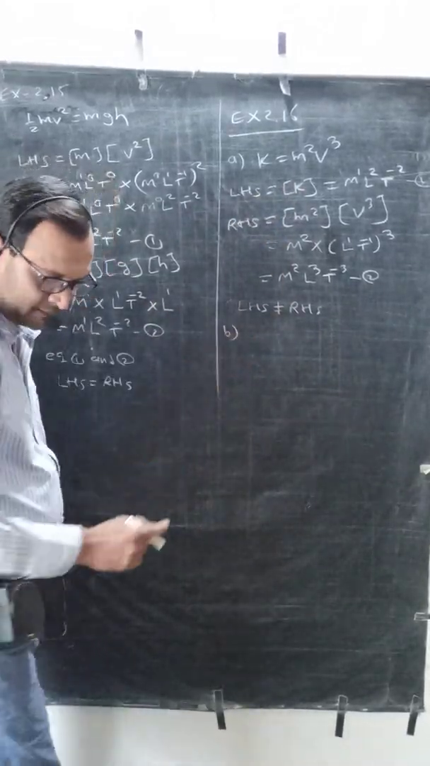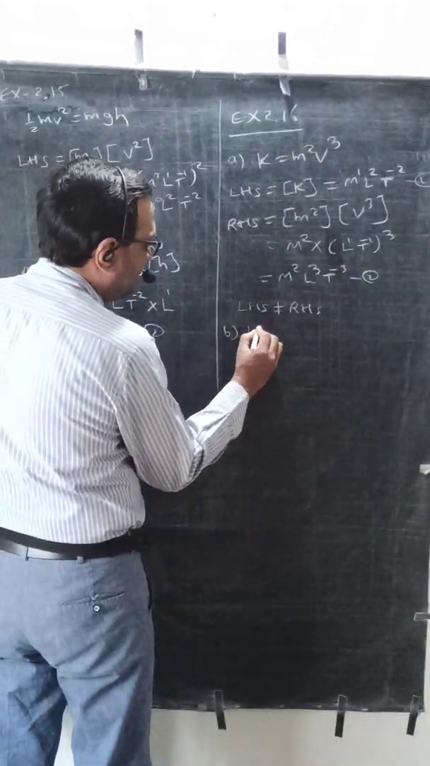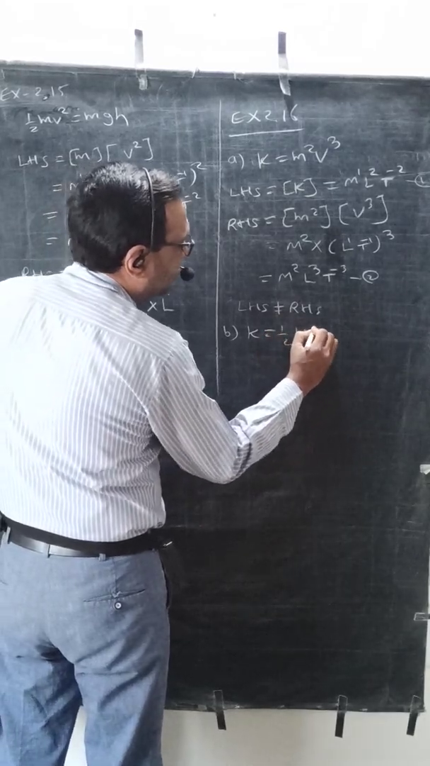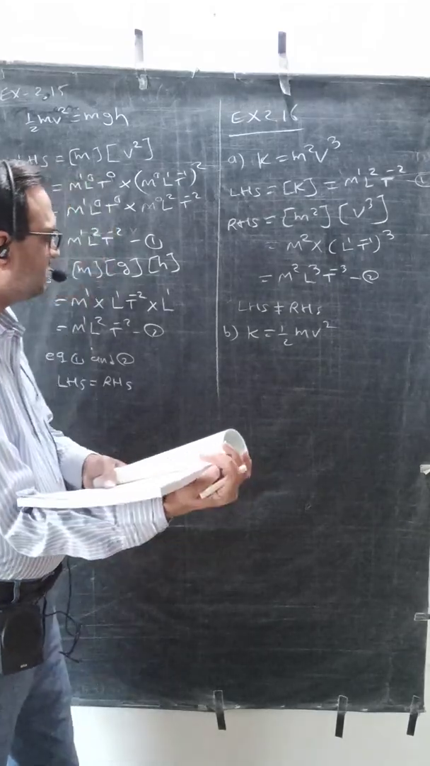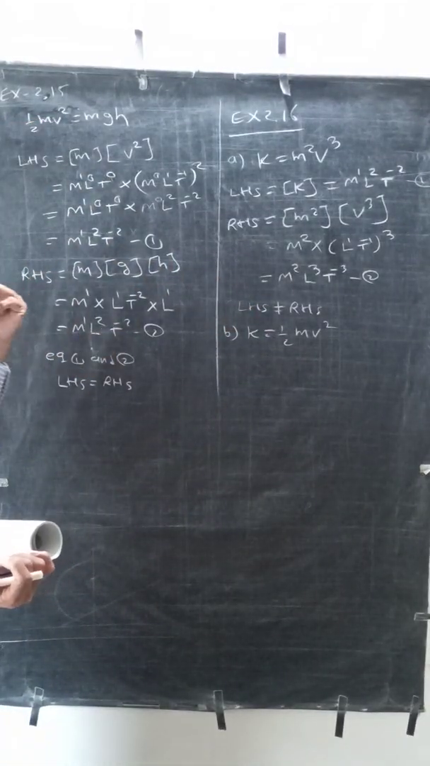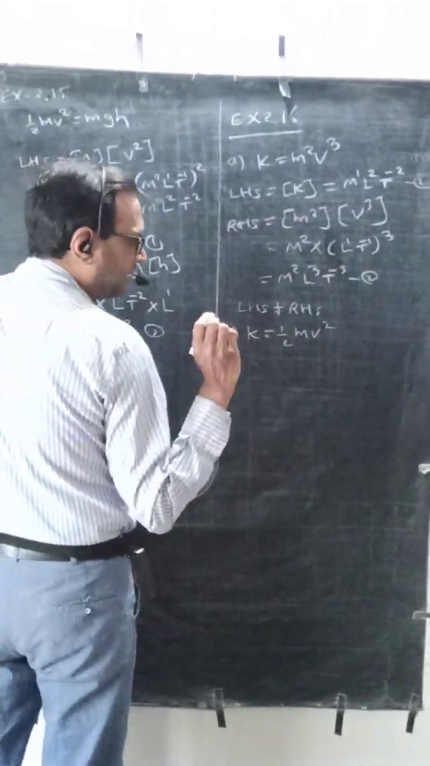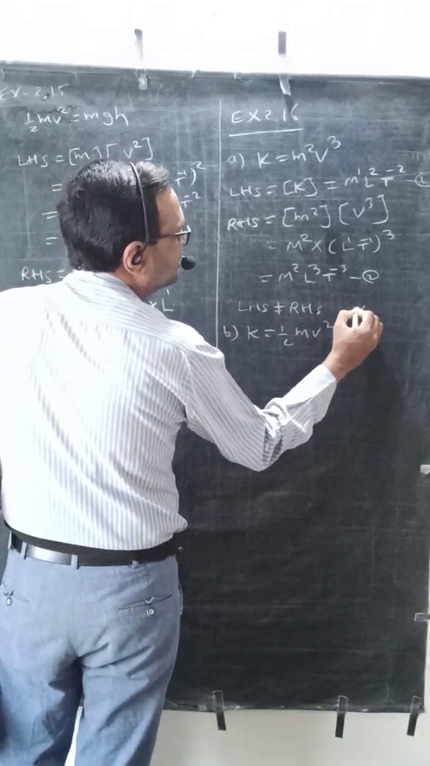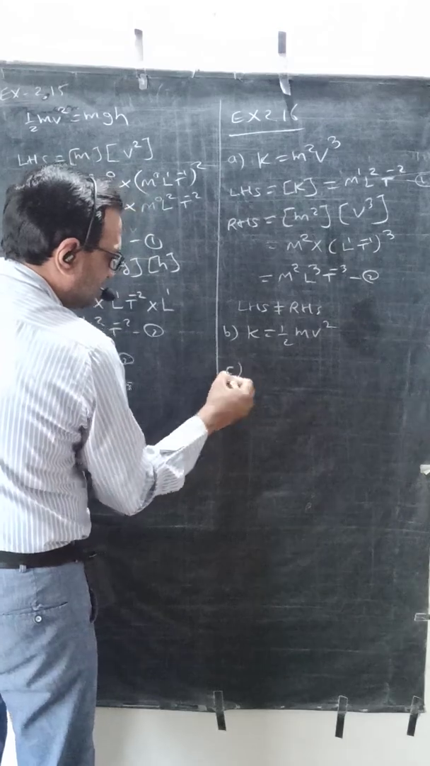Now the B. B, K is equal to 1/2 mv². So this is kinetic energy, and 1/2 mv² we have here, M¹ L² T⁻². So from this we can say this is dimensionally correct. A was not dimensionally correct, but this is dimensionally correct.